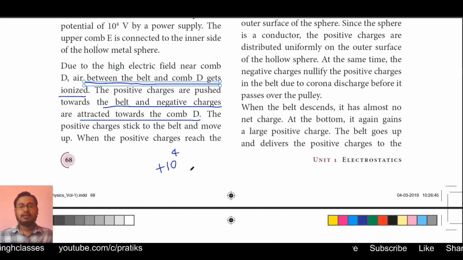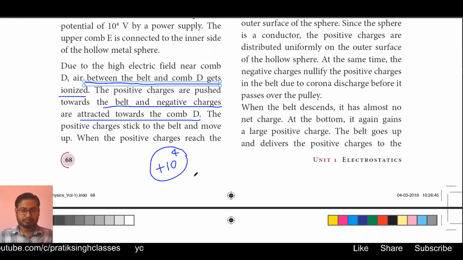That is why the air molecules around the vicinity of comb D will get ionized, and the positive ions will get repelled away from comb D and negative ions will be attracted towards comb D. And what happens to those positive charges? They go to the belt. The positive charges stick to the belt and move up from the lower pulley to the upper pulley.